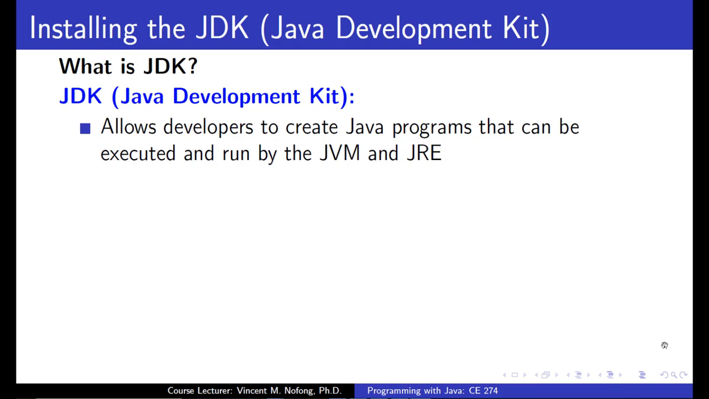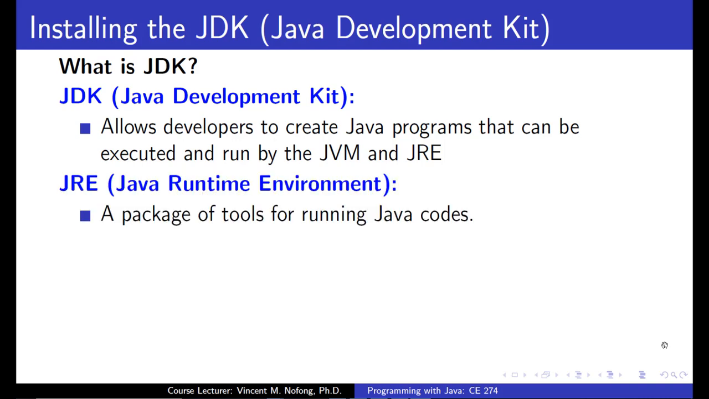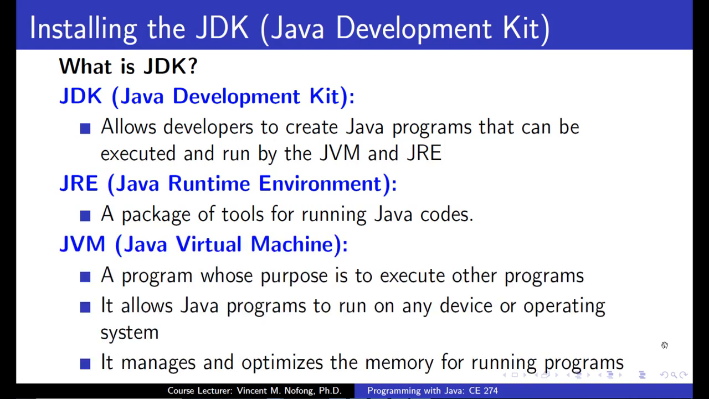So the JDK actually is just to allow Java programmers to create Java programs that can be executed and run by the Java virtual machine and the Java runtime environment. So the JRE, which is a runtime environment, is a package of tools purposely for running Java codes. The Java virtual machine, on the other hand, its purpose is to execute programs. So what it does is to allow Java programs run on any device that has the Java virtual machine, and it's supposed to manage and optimize the memory for programs that are running.